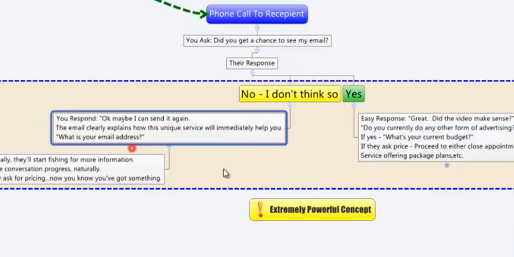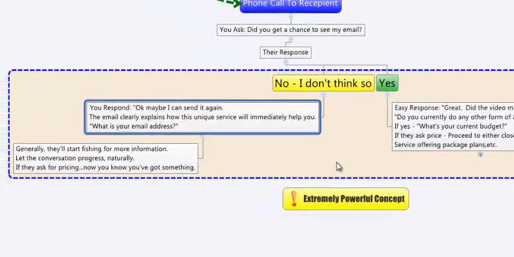And they're going to hem and haw about it. Generally they'll start fishing for more information. This is what you want, because you're backing off. You're not keeping them on the hook, but you let the conversation progress naturally. If they ask for pricing, now you know you got something. Usually they'll be like, well, you know what, how much is this? How much is it going to cost or something like that, which is great.